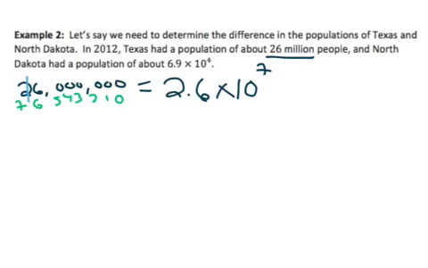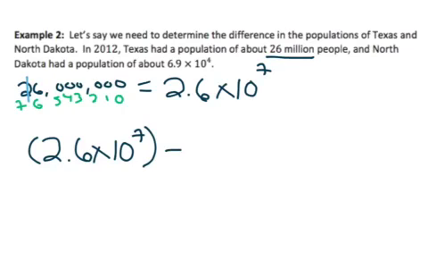Now I have that in scientific notation, so I'm going to rewrite it. Make sure to put it in parentheses because that's what we have to do when we use our calculator. And I'm going to subtract it from Dakota, which was 6.9 times 10 to the 4th. It was already in scientific notation. And actually, we're not going to make you do this by hand. You can type this number exactly as you see it in your calculator. So why don't you do that for me now?